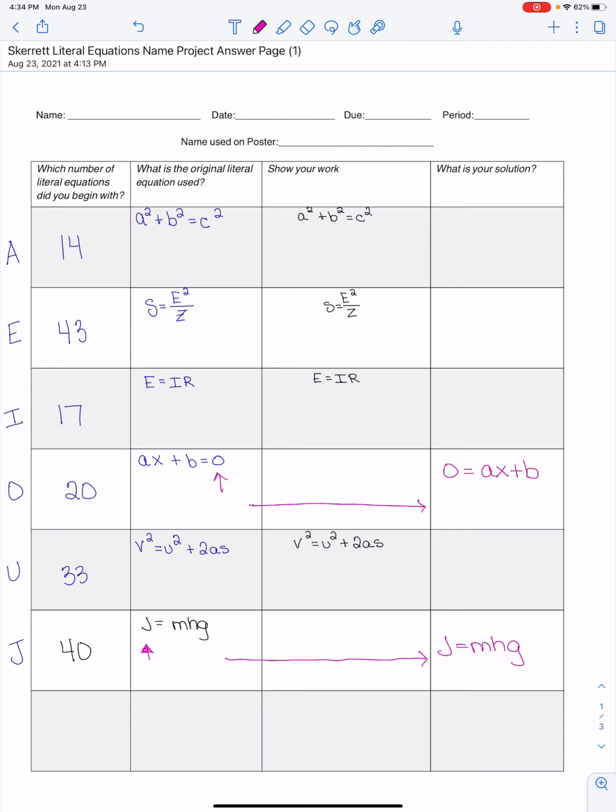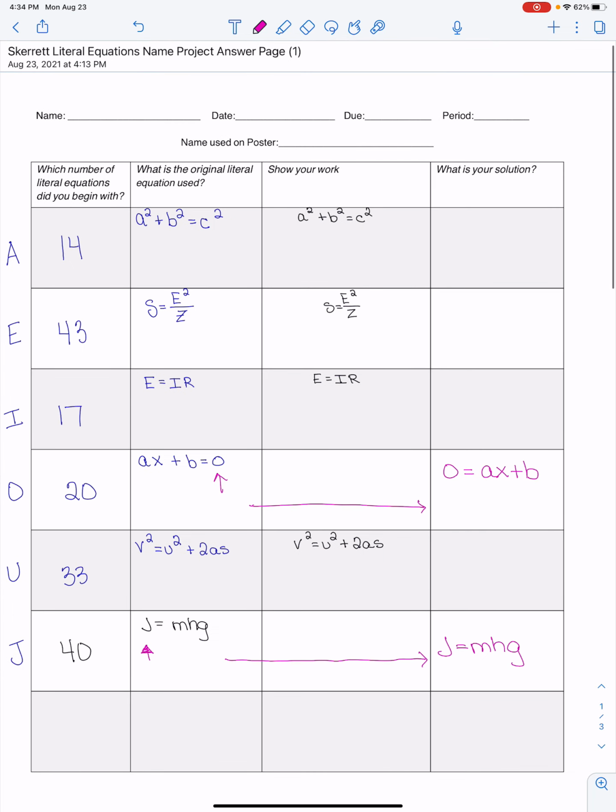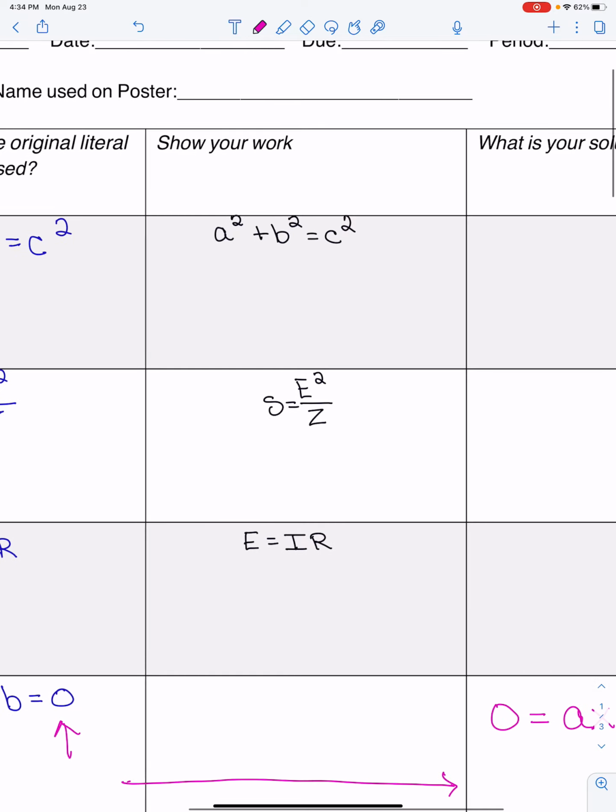All right, so let's get to some actual work here. Let's go to number 14. Okay, so number 14 is A. If you have an A in your name, stick with me on this one because you should have number 14 written down. We are going to solve this equation for A. Okay. Rewrite that equation where it says show your work, and that's where we're going to head. All right. Our goal is to get A by itself. All right, so I want to get that A by itself.